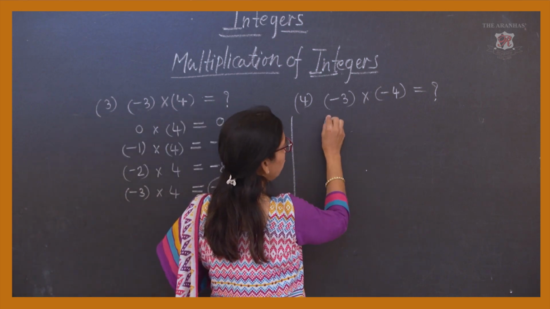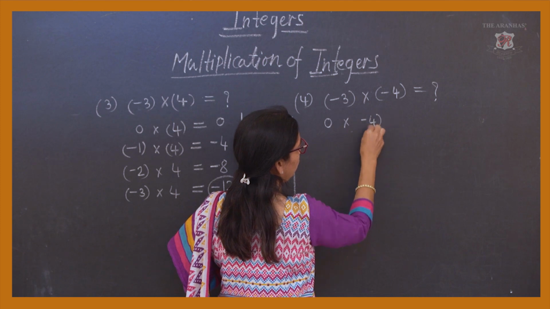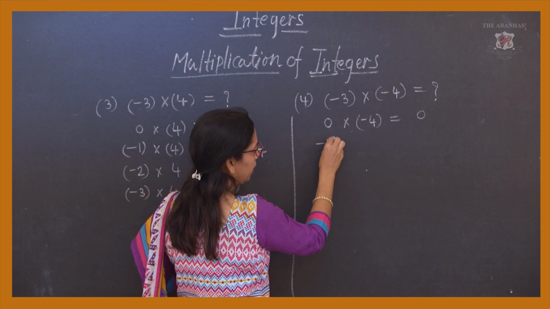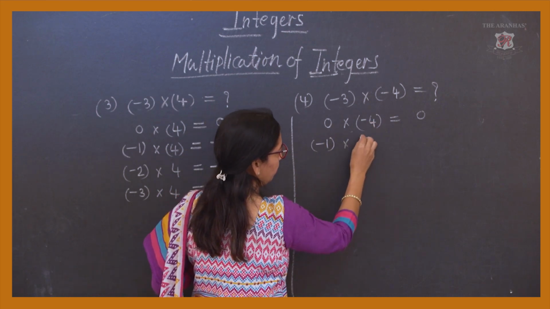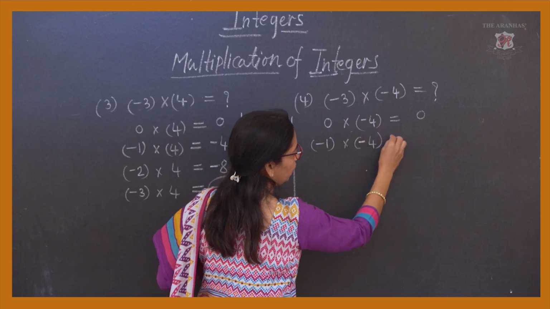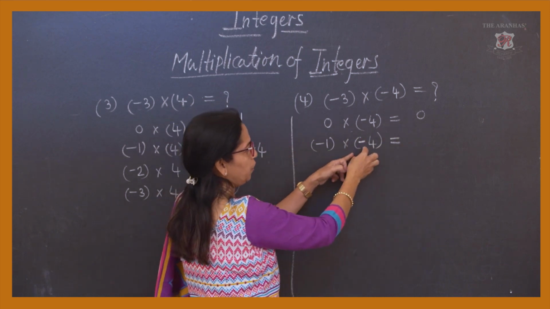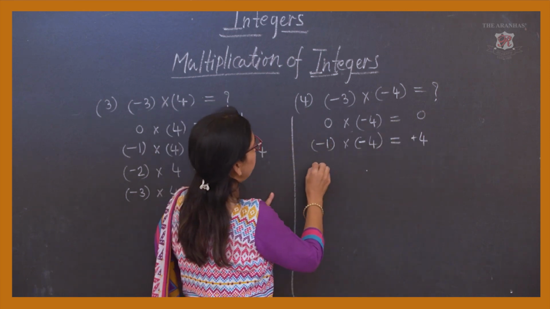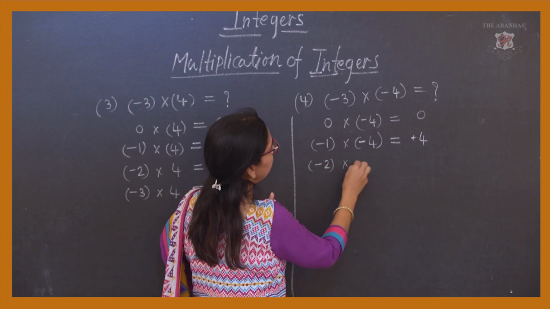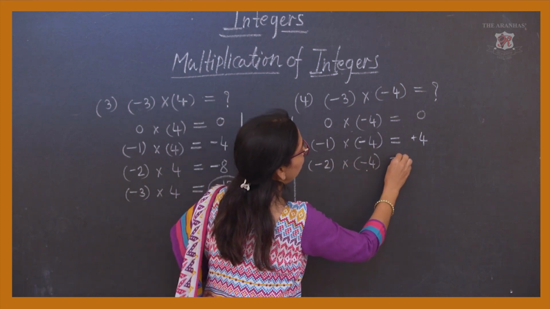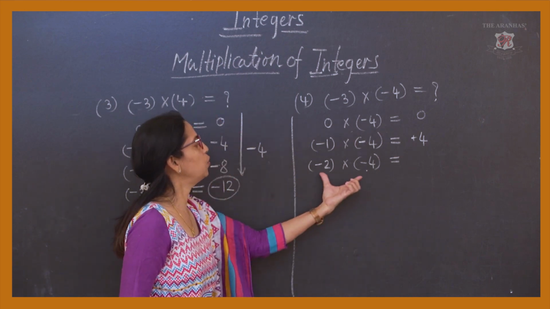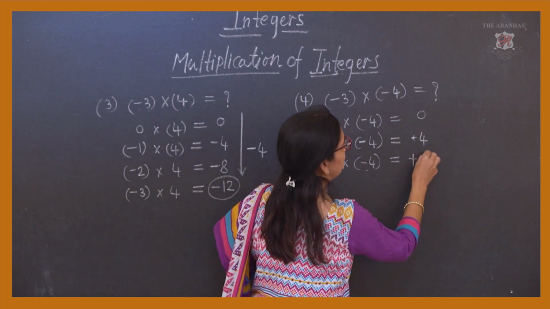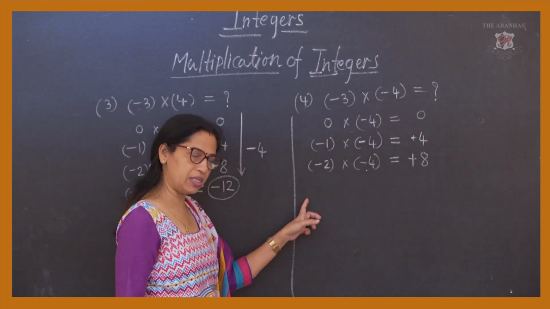So here 0 into -4, you will get the answer as 0. Now next here we will write -1 into this -4, you will get the answer. 2 negatives give 1 positive, that is +4. Now the next step is -2 multiplied by -4 to get the next answer. That means 2 4s are 8, minus gives you plus. The answer will be here +8.